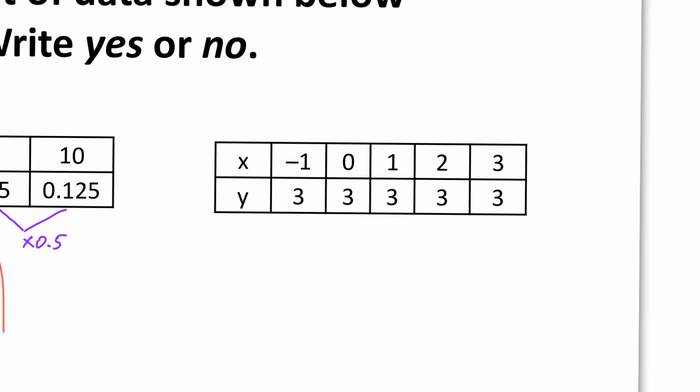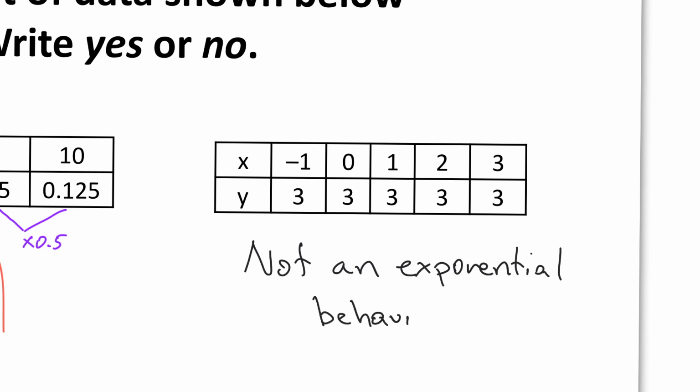If you actually graph the points, you will see that the shape will not be a curve. It's actually going to be a line. So that's going to be a linear function. So this represents a linear function because the y values are all the same. So this is not an exponential behavior. So now you know what to look for in a table to understand if it's an exponential function or not an exponential function.